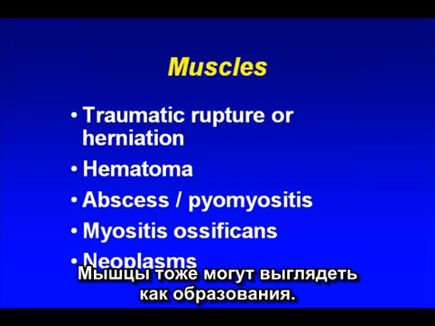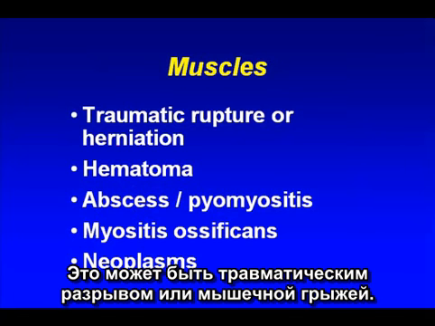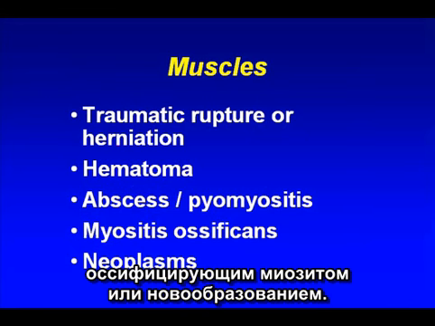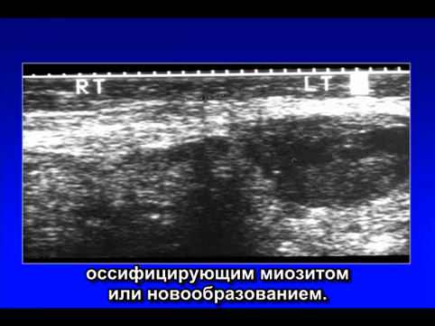All right, now muscles can present as masses. You can have traumatic rupture or herniation of the muscle. You can have hematomas. You can have abscesses. You can have myositis ossificans or neoplasms.